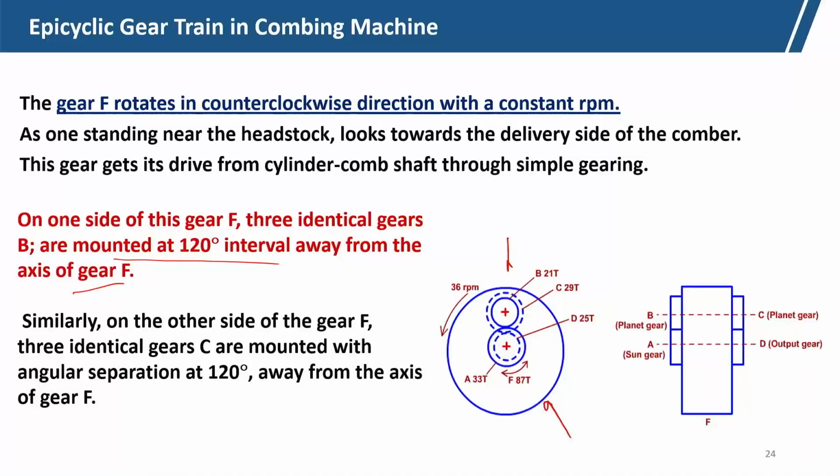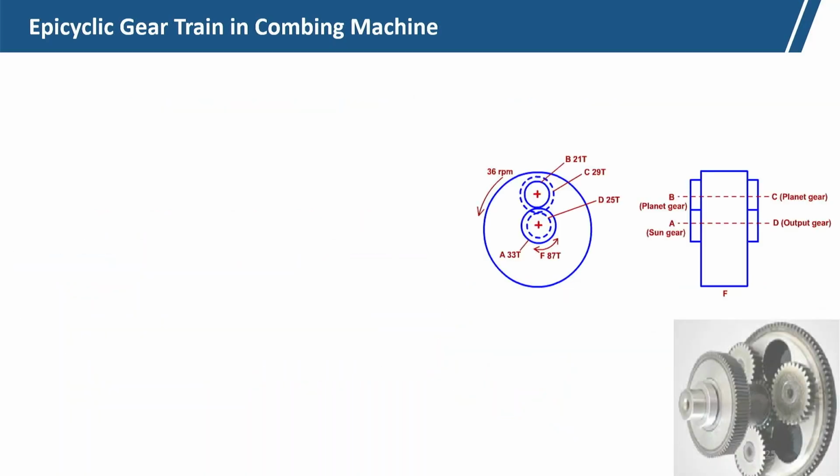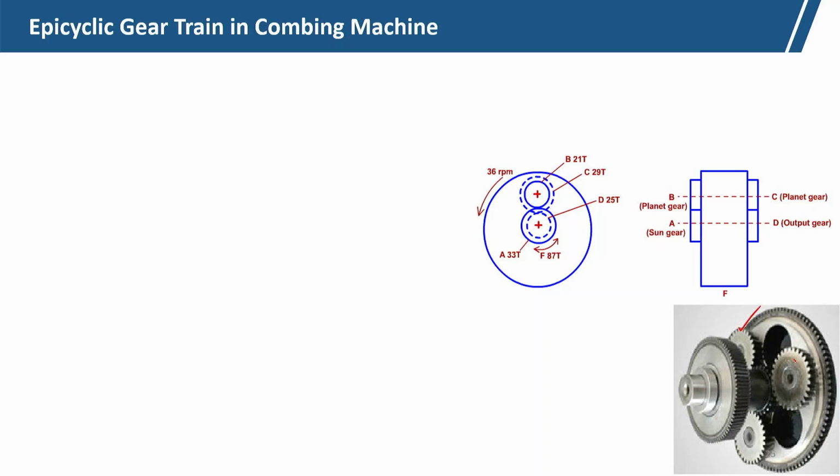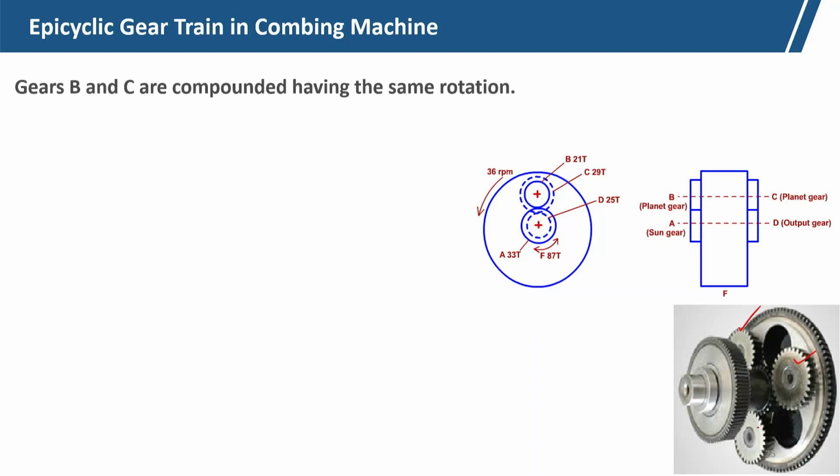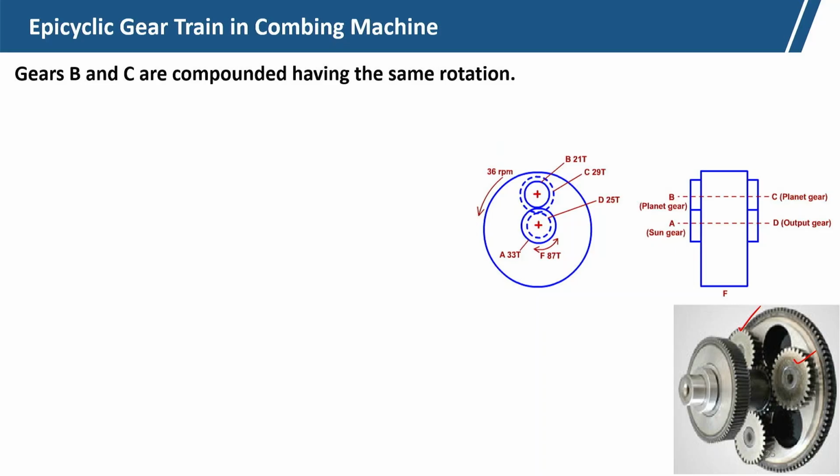Similarly, on the other side of gear F, that is the arm, we will have similarly 3 C's, okay. 3 identical gears C mounted at an angular separation of 120° away from the axis of gear F. So, again in the other direction we have 3 gears. So, basically we need 3 gears to have that dynamic balance.